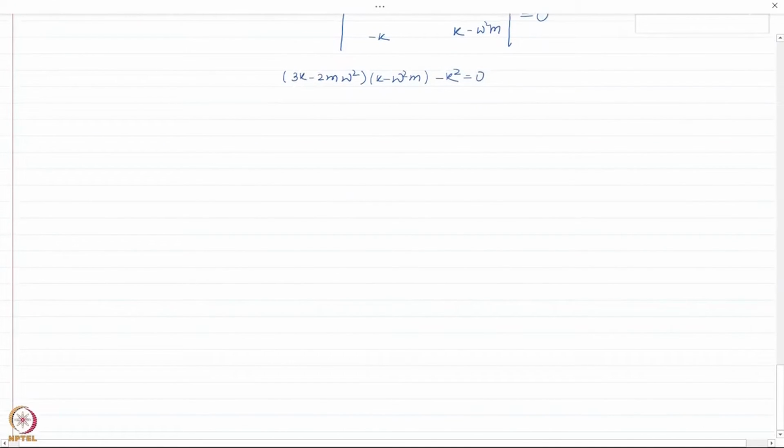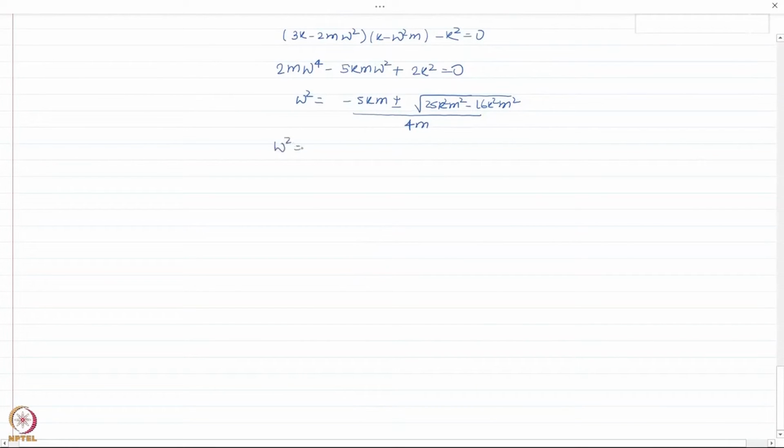So this would give me a quadratic in omega square. Let us see what that equation is. It would give me 2m square omega to the 4 minus 5km omega square plus 2k square equal to 0. So omega square is 5km plus or minus the square root of 25 k square m square minus 16 k square m square, divided by 4m square. Basically, this is 9 k square m square here, which under the root becomes plus or minus 3km. So what do we have here?